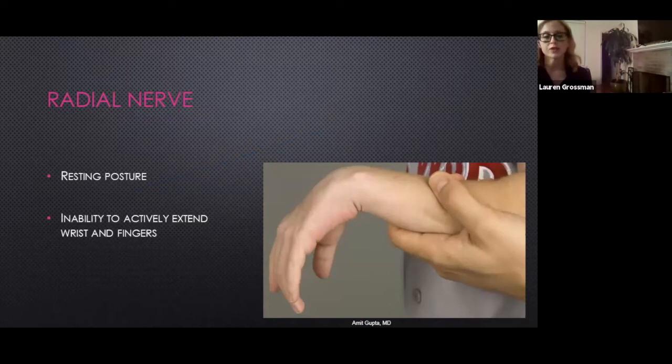As you see here on the right, this is a resting posture of the hand. Patient holds the hand flexed, it looks as though it's limp. The patient's unable to extend the wrist actively or the fingers actively.